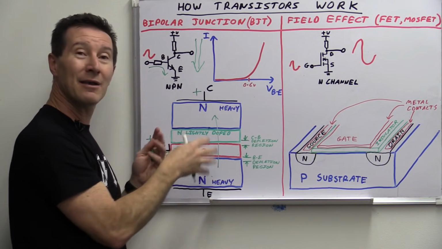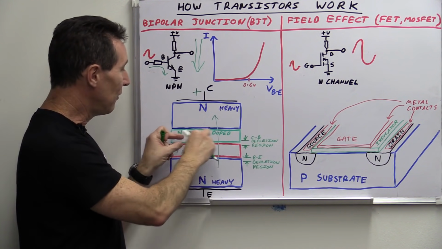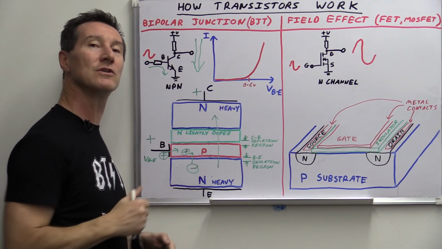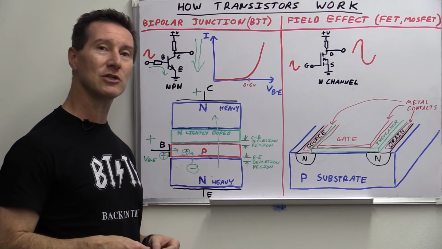And that gain is controlled by all the physical construction of the lightly doped material and how thin it is, and all that sort of stuff, the physical construction inside the transistor. So that's the magic of a bipolar junction transistor.